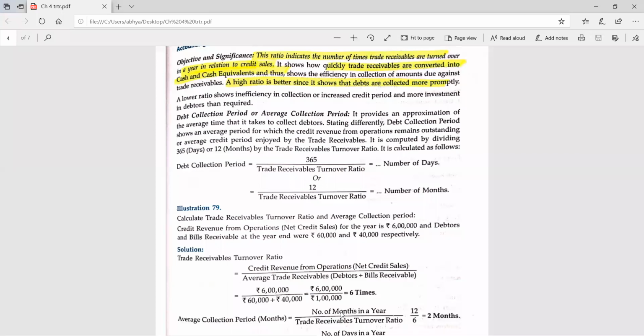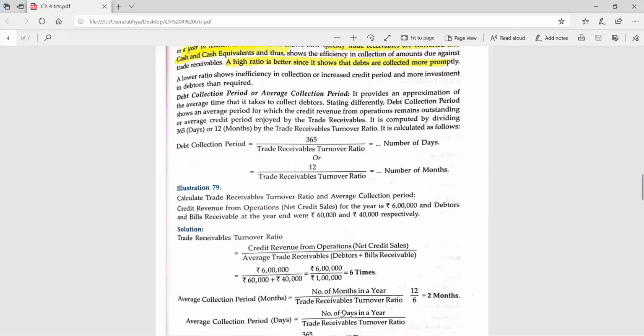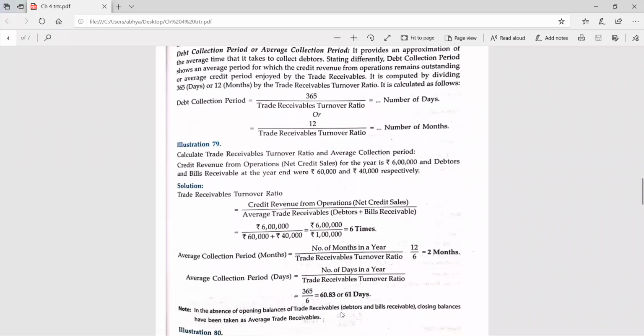In this question, you can see that credit sales are given as well as debtors and B/R, and they are of the year end only. It means for opening debtors and B/R, there is no information. So here you can see that we have used this much amount. We have not taken the average of this figure.